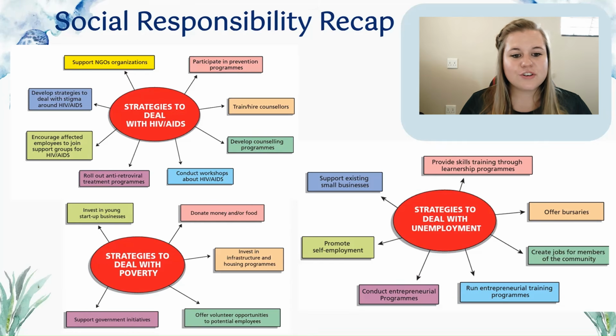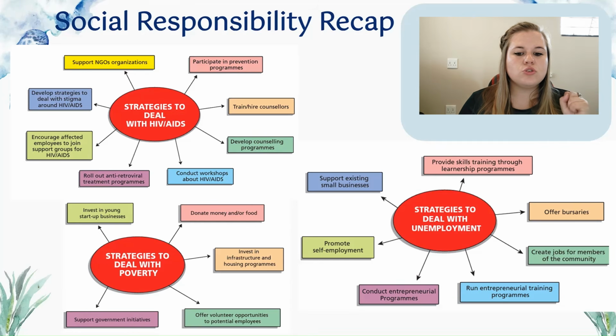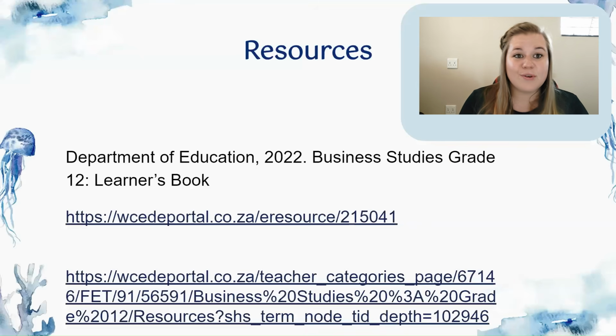And here is just a recap, nice little mind maps to jot down. So you're more than welcome to pause the video at this stage. Here is just 3 mind maps of 3 of the strategies to deal with. We've got HIV and AIDS, poverty, and unemployment. So just pause the video, you can check those out. It's nice to jot down, and I like working off mind maps with a lot of color, and I know a lot of students do too, so I do think this is very helpful.